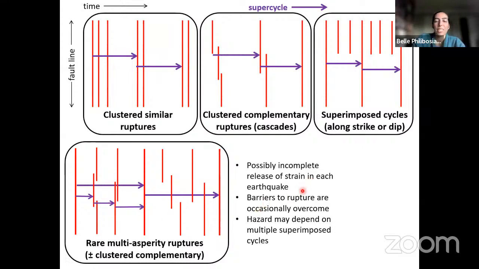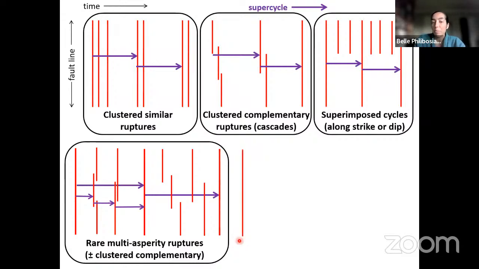So this possibly also has incomplete release of strain in each earthquake. Barriers to rupture are occasionally overcome. So those would be frequent barriers rather than persistent barriers. And the hazard will depend on understanding all of these cycles that are going on at the same time.